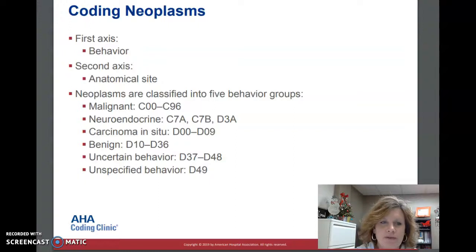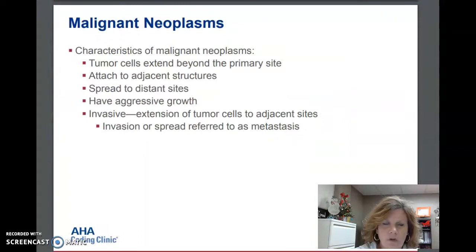Okay, so one thing when coding neoplasm, the first axis is the behavior, the second axis is the anatomical site, and then we get into just 5 different behavior groups. Okay, let's just talk about malignant neoplasms. These are characteristics of what a malignant neoplasm actually is.